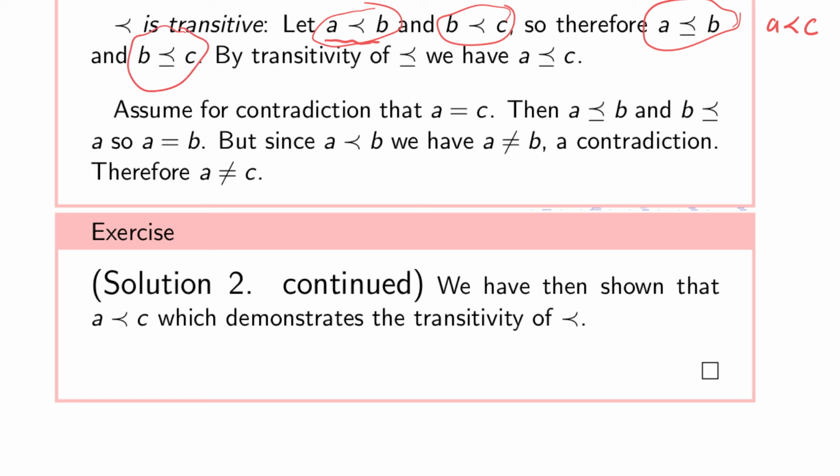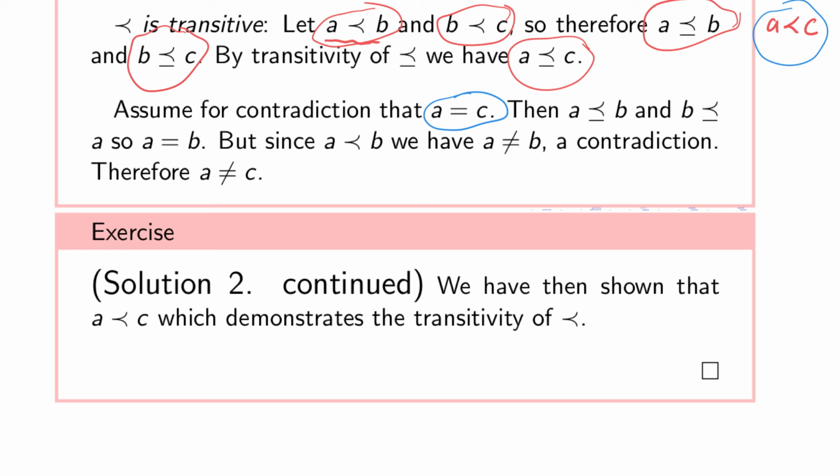We can infer B precedes-or-equals C, and then by transitivity of ⪯, we can say that A ⪯ C, but we still need to show that A is not equal to C. Then we could actually say that A strictly precedes C. So for contradiction, let's assume that they are equal and try to derive a contradiction.